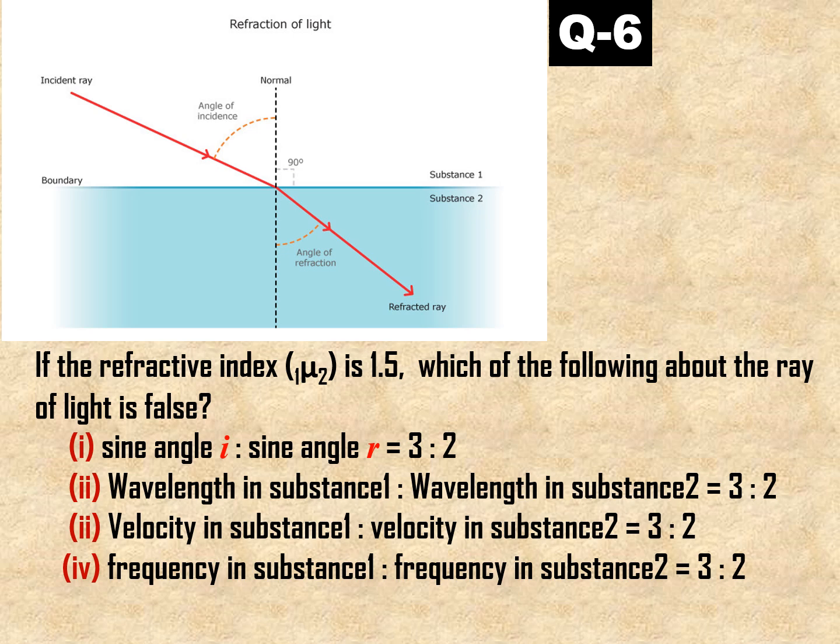Statement 3. Ratio of velocity in substance 1 to velocity in substance 2 is equal to 3:2. Statement 4. Ratio of frequency in substance 1 to frequency in substance 2 is equal to 3:2. Only one statement of the above 4 is not true. Identify it. Write question number 6 and your choice.